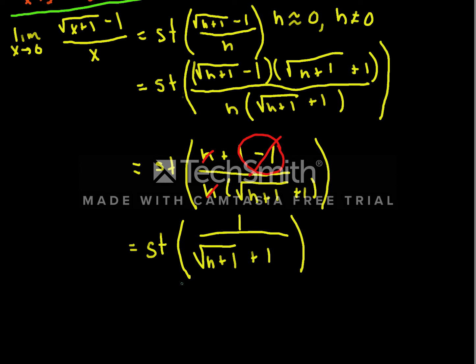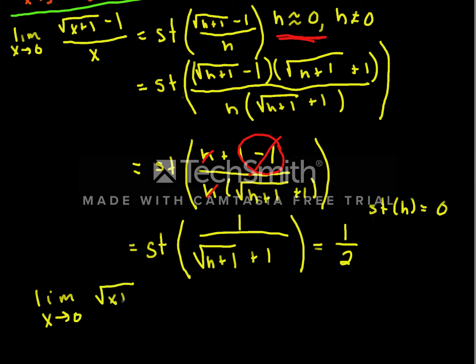And the standard part of 1 is 1. The standard part of the bottom, well, remember h up here, this is why I wrote it. You should do this too, to remind you what they are. So h is infinitely close to 0, so the standard part of h is 0, right? And so this is 1 over the square root of 1 plus 1, which is 1 over 1 plus 1, simply 1/2. So we now know that the limit as x approaches 0 of the square root of x plus 1 minus 1 all over x is simply equal to 1/2. Again, as x gets infinitely close to 0, this ratio, this function, will get infinitely close to 1/2.